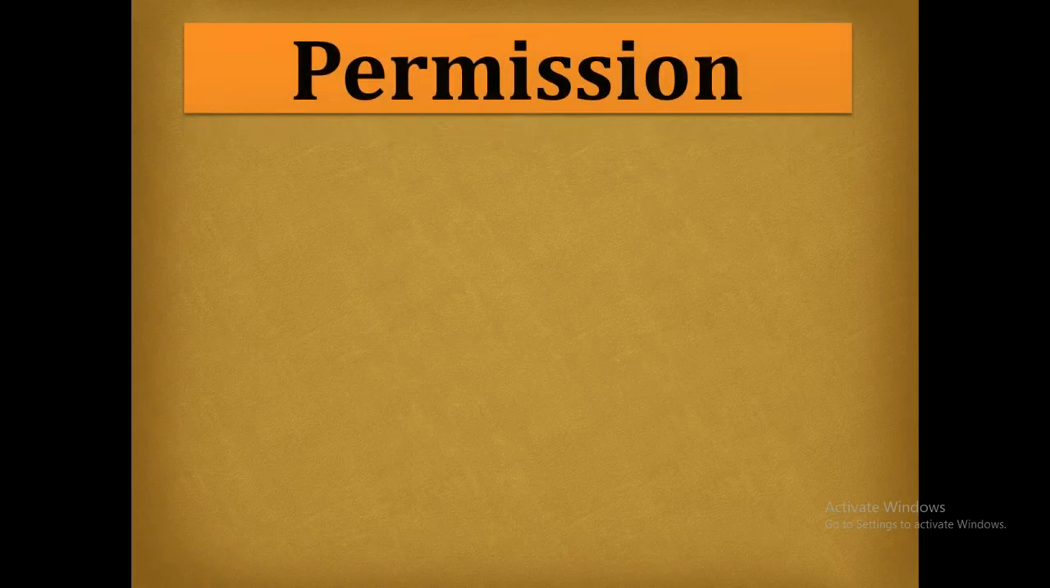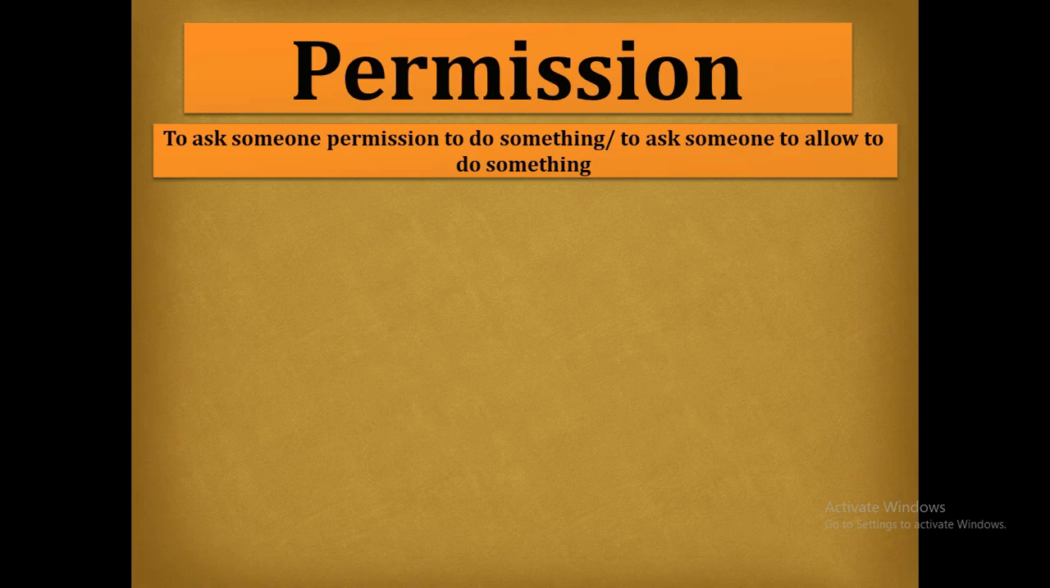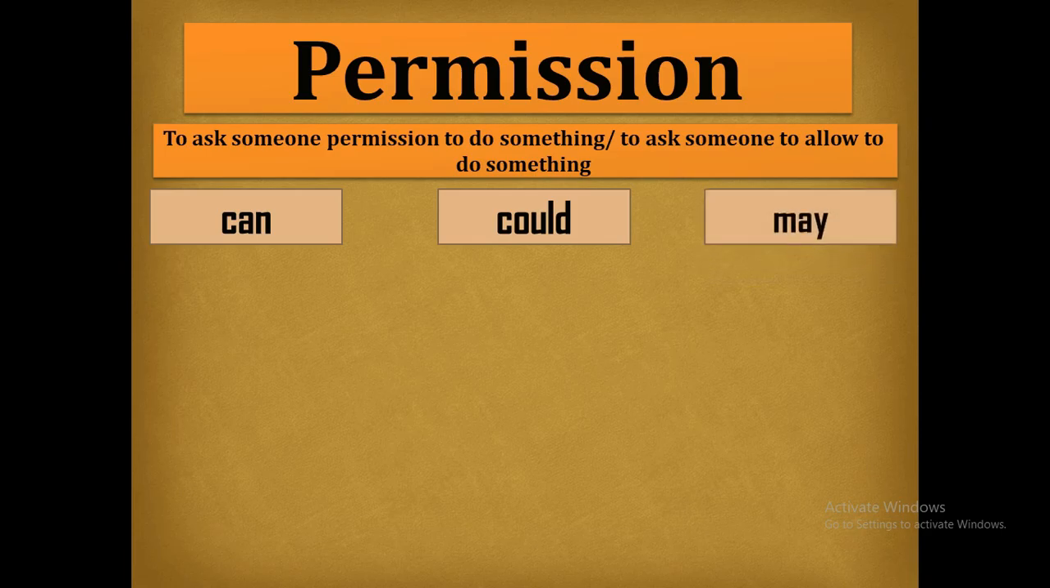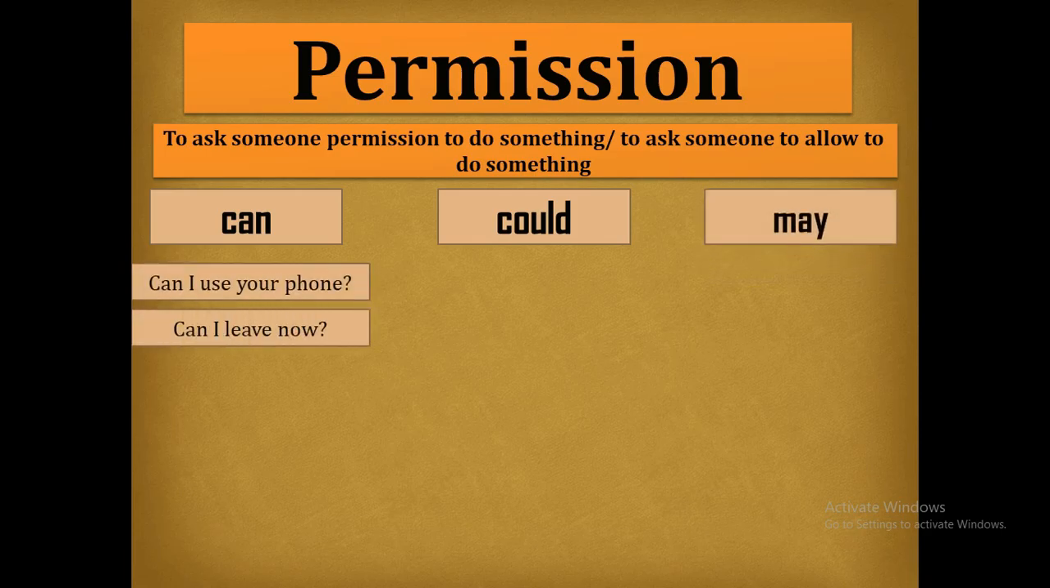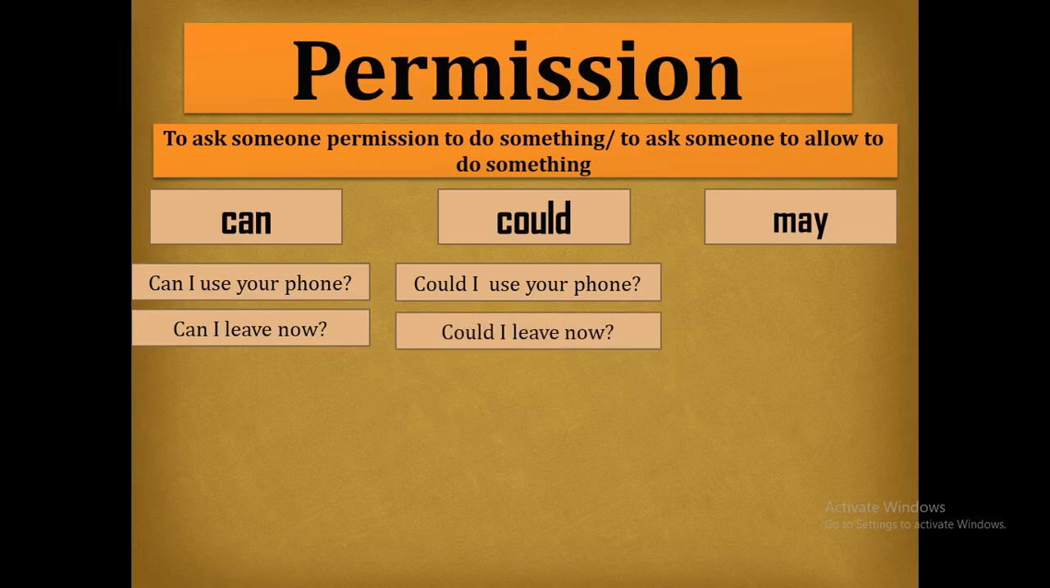Permission. Permission is to ask someone permission to do something or to ask someone to allow you to do something. Terms we use for permission are can, could, and may. Let's see some examples. Can I use your phone? Can I leave now? Here, you are asking someone to do something. The same thing for could. We can say, could I use your phone? Could I leave now? And also may I leave now? May I use your phone?